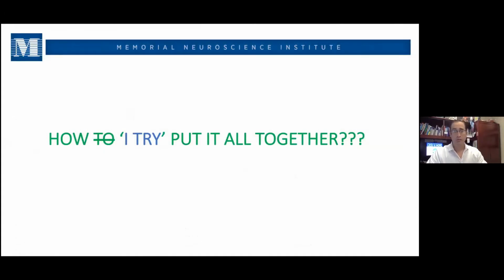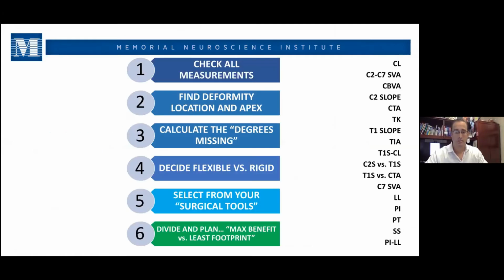So how do I try to put it all together? Here's the 3 topics that we talked about. Or before we get to that, I'll show you, this is how I've tried to make an assessment of all the stuff that we've talked about thus far, checking all the measurements, trying to understand all these numbers and get better with that, and writing them down on a worksheet. It really can be done within 30 to 60 seconds.